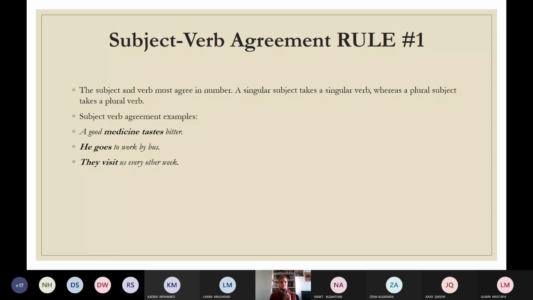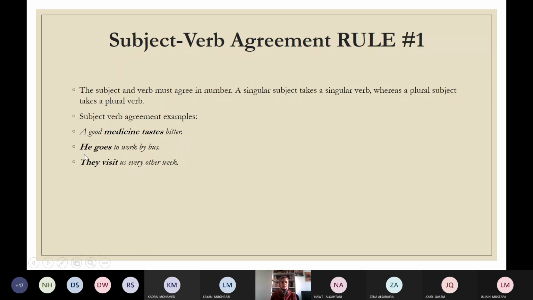Okay, so here, if I say a good medicine tastes better, where is the subject? Good or medicine? Medicine. Good is an adjective to medicine. So medicine is the subject. And of course, we discussed this many times. It is one singular medicine, so it tastes, S at the end.